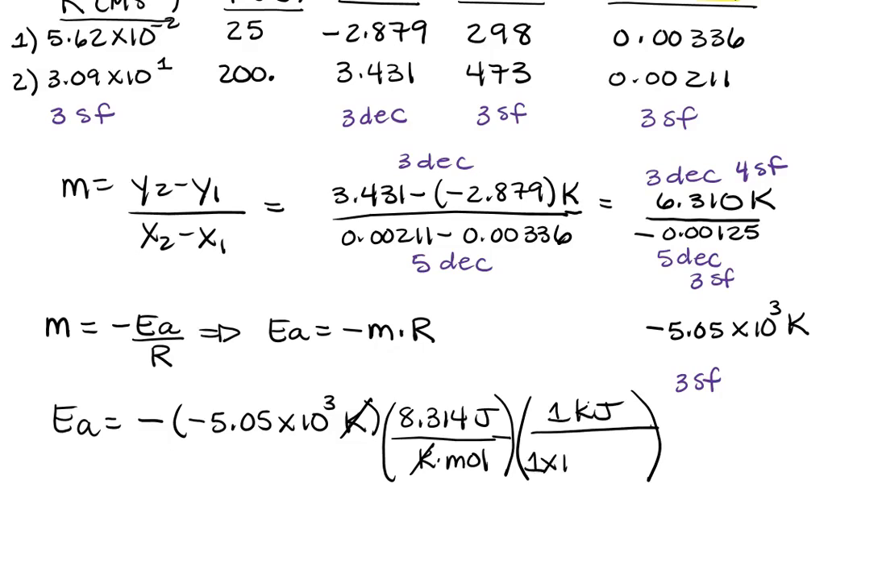1 kilojoule is equal to 1 times 10 to the 3 joules. Joules will cancel. We're going to keep track of our sig figs again. We have 3 from the slope. R is exact, and prefix conversions are always exact. We're almost done with this one. So when we get our final result, we will end up with 42.0 kilojoules. Kilojoules per mole.